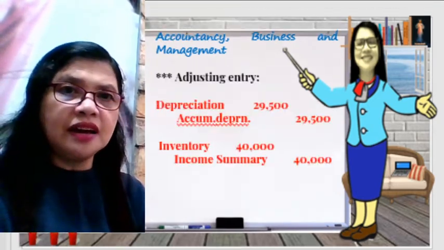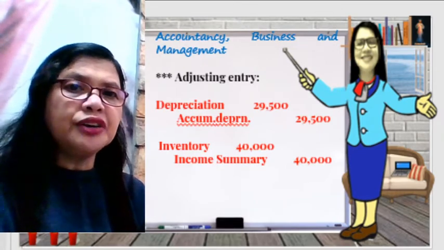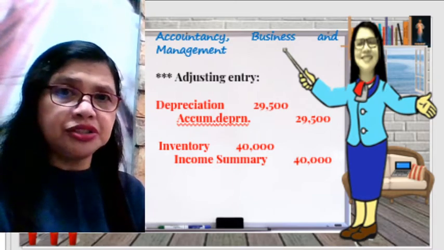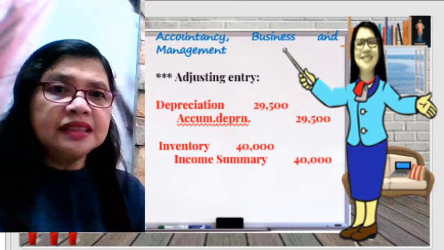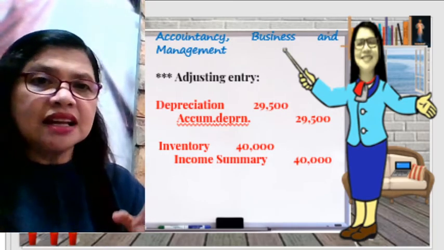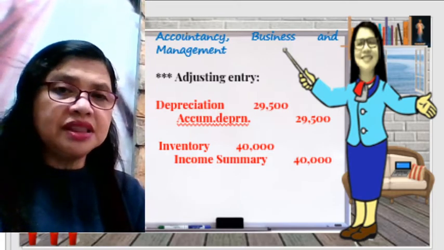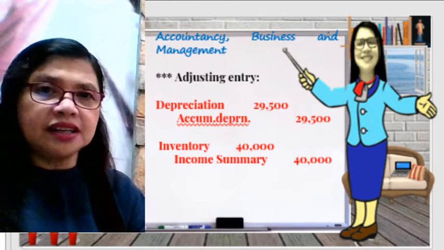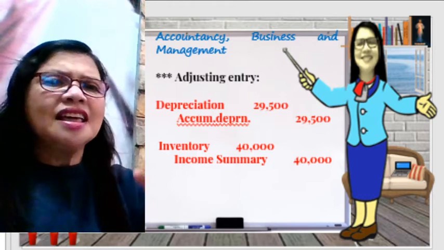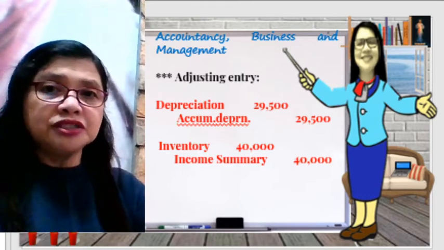Okay, next, we make the adjusting entries. Debit depreciation of 29,500, credit accumulated depreciation of 29,500. Next, we have the inventory. It was stated in the problem that there was an ending inventory of 40,000. So we debit inventory 40,000 and credit income summary 40,000. At this point, maybe you have mastered the preparation of the reports already, especially these journal entries.